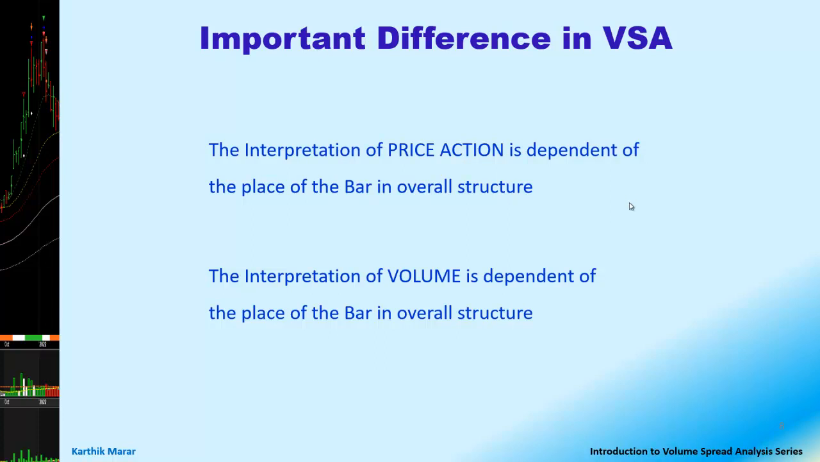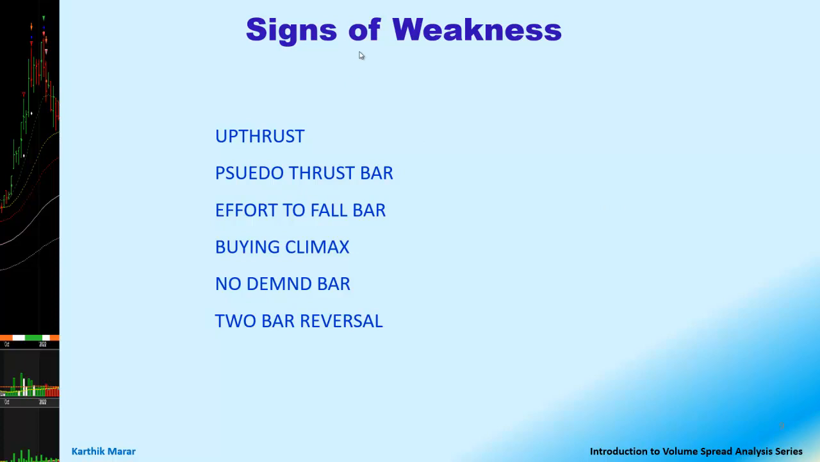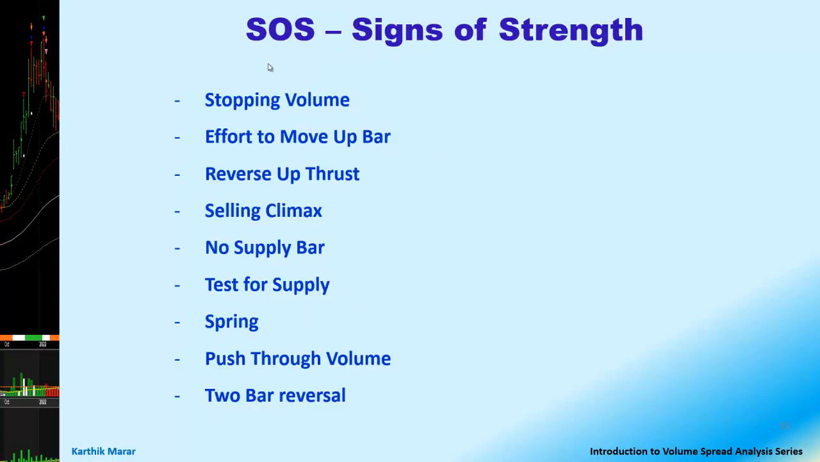Now let's quickly look at the signs of weakness and signs of strength. The signs of weakness, or SOW as we call it in short form, are the upthrust bar, pseudo upthrust bar, effort to fall bar, buying climax, no demand bar, and two bar reversals. Similarly, the signs of strength, or SOS, are the stopping volume, effort to move up bar, reverse upthrust bar, selling climax, no supply bar, test for supply, spring, push through volumes, and two bar reversals.